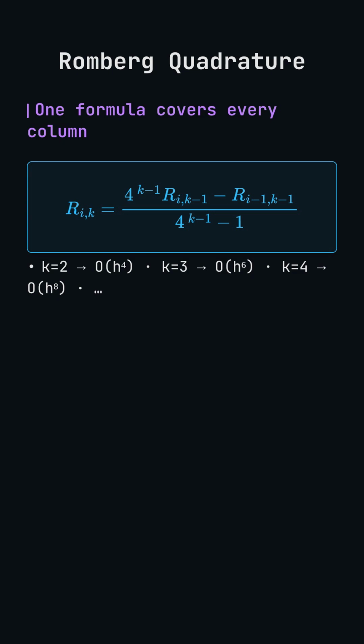Both combinations are special cases of one general recursion. Column k is built from column k-1 using the weight 4 to the power k-1. Plug in k equals 2 and you get the Richardson formula. Plug in k equals 3 and you get the formula from the last slide. Each new column is order h to the power 2k.